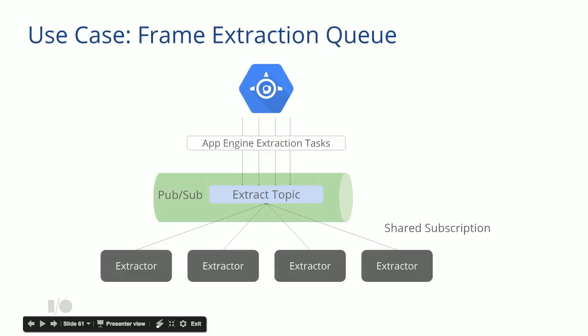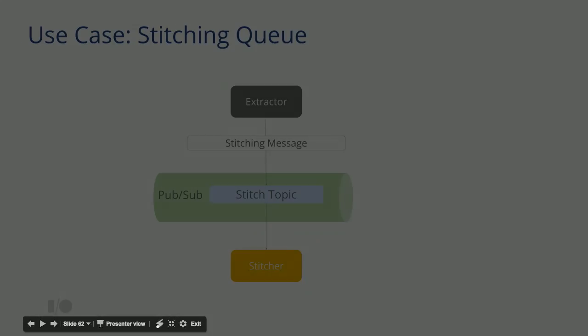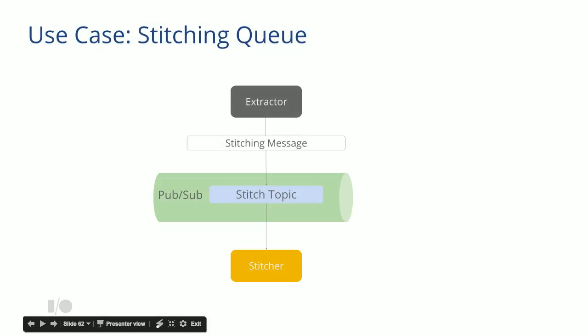In our case, we use it in 2 places. We use it for the extraction topic, where we have a lot of extractors, and only one of those extractors will receive that message and process our video. Then all the extractors will send the extracted frames to the stitch topic. And then the stitcher will receive all those frames and at some point say, oh, I have all the frames for an animation. I'll just generate it now.